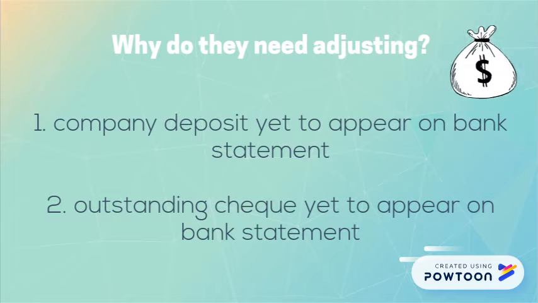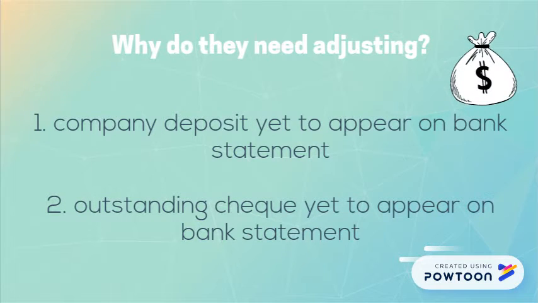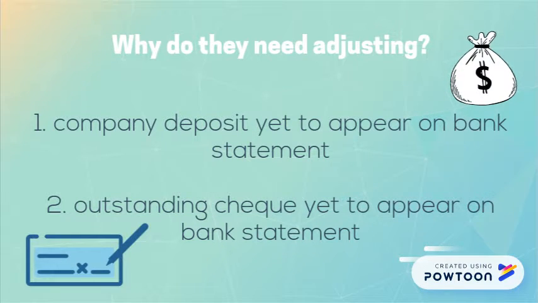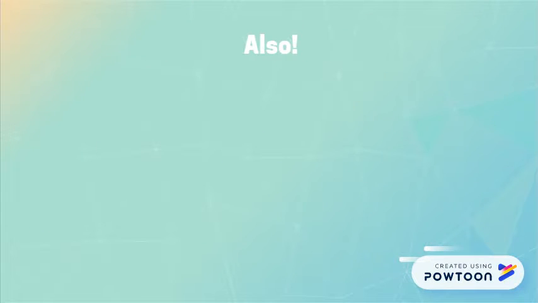First of all, a deposit in transit may have been made by the company but is yet to appear in the bank statement due to it having not yet been cleared by the bank as of the statement date. Secondly, outstanding checks that have been distributed by the company yet haven't appeared on the bank statement may occur due to the same issue of the bank having not yet cleared this transaction by the statement date.